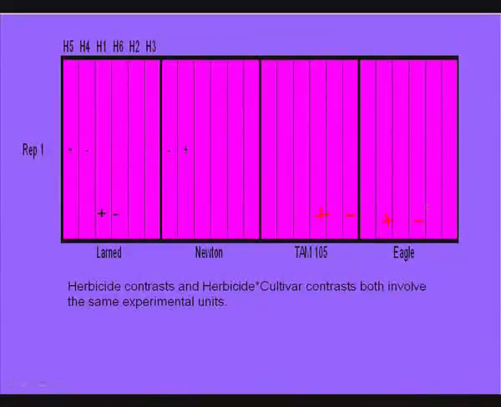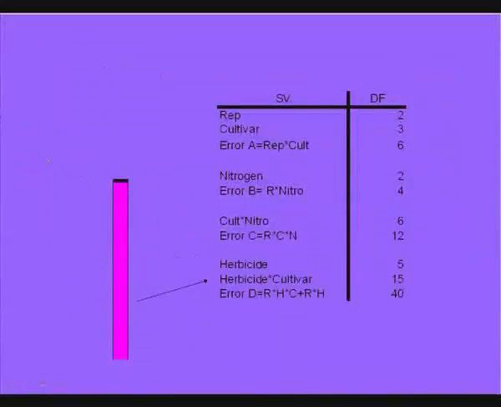And if you look at the herbicide by cultivar interaction, this represents an interaction between herbicide 5 and 4 and the varieties Larned and Newton. And we'd have that again in the other 3 reps. But you can see that interaction contrast also involves those long, narrow rectangles. And so the experimental unit for herbicide and herbicide by cultivar are those long rectangles. And so we can add that piece into our ANOVA table.